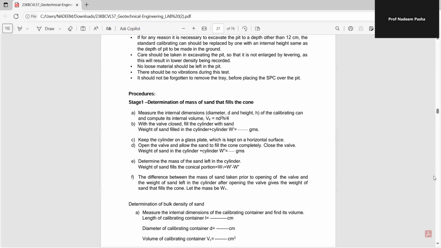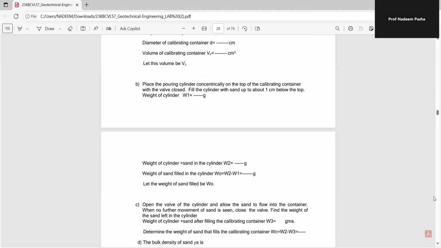Determination of bulk density of sand. So how do you determine the bulk density of sand? Measure the internal dimensions of the calibrating container and find its volume. Length of calibrating container is L centimeter, diameter of calibrating container is D centimeter, and volume of calibrating container is Vc centimeter cube. Second step, we place the pouring cylinder eccentrically on the top of the calibrating container with the valve closed. Fill the cylinder with sand up to about 1 centimeter below the top.